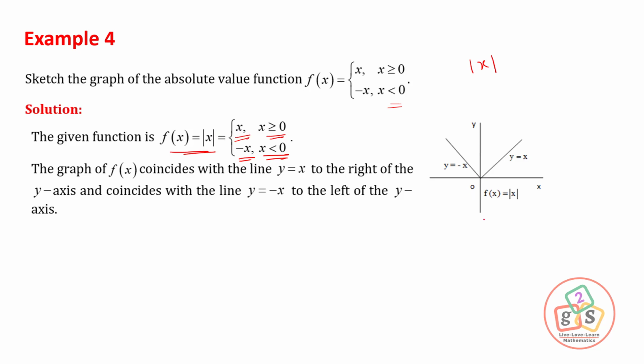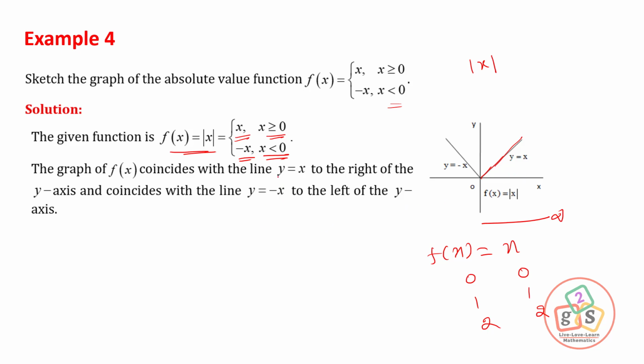First we see 0 to infinity. On the positive side, the function f of x is plus x. If we put x equal to 0, f of x is 0. If x is 1, f of x is also 1, and for 2, it is 2. So we plot this and we get this line.